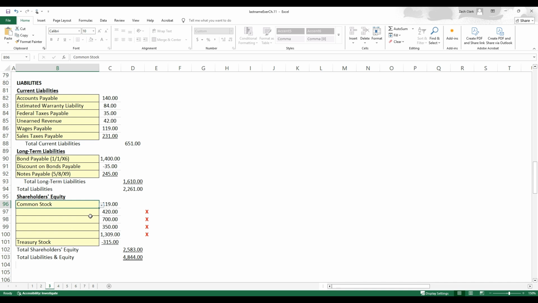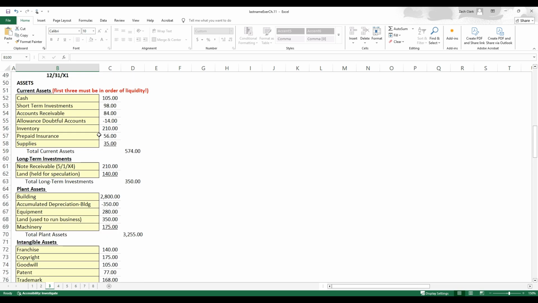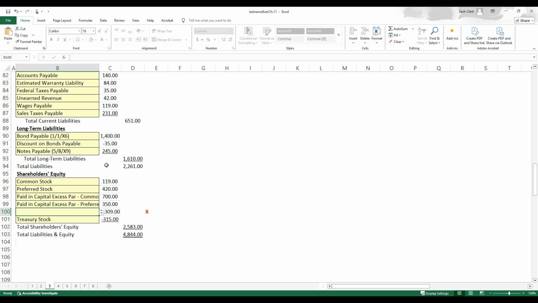Okay, now down into equity, which is really the focus of this chapter. So all these accounts that we just learned about, we have common stock, we have preferred stock, we have the two that we learned about here, paid in capital. That one's the common stock version, and then preferred. And we have retained earnings, which, oh yeah, I might have just accidentally got that in the right spot. So it should match up, 1309. So 1309, yep, we got that matched up.